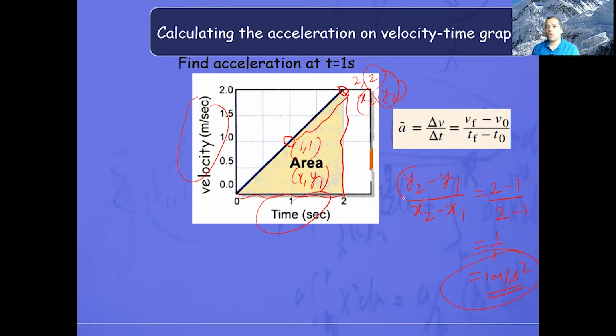Okay. So in this case, y2 happens to be vf, y1 happens to be v0, x2 happens to be tf, and x1 happens to be t0. So exactly this matches with the acceleration. See that? This is the formula for acceleration, and your slope happens to be acceleration. We got 1 meter per second squared there.